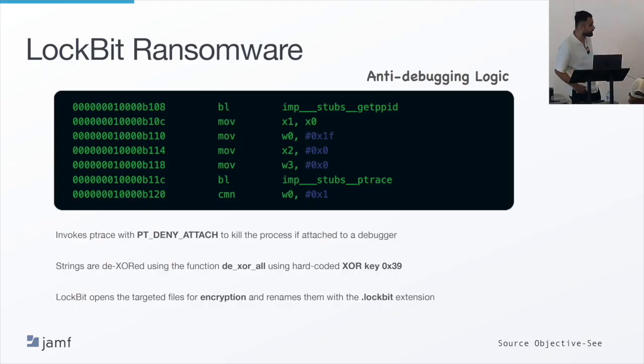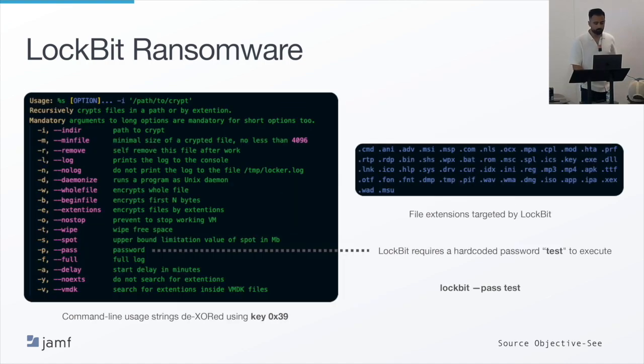There are a few interesting notes for this one. There's some anti-debugging logic that invokes ptrace with PT_DENY_ATTACH. So if it tries to load this in a debugger, it will actually terminate. So this is quite interesting. It also has some XOR strings, and if you just de-XOR the entire executable with the key 39, you can see a bunch of the different strings. And then LockBit, of course, appends the LockBit extension.